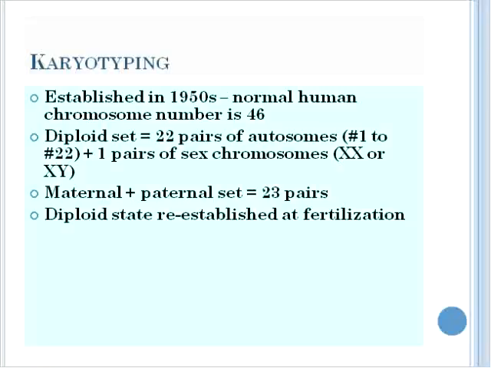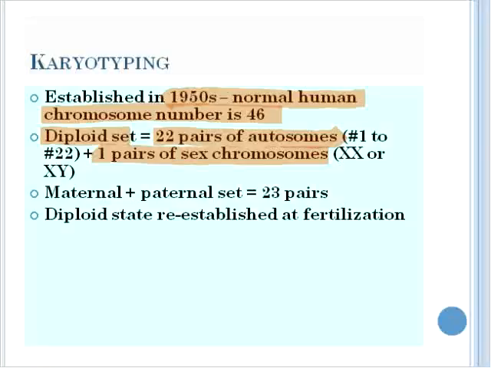Karyotyping was established in the 1950s, realizing that the normal chromosome number in humans is 46. Remember, as previously stated, a diploid set contains 22 pairs of autosomes plus one pair of sex chromosomes. When the maternal and paternal set joins together, you get 23 pairs of chromosomes, with the diploid state being re-established upon fertilization.